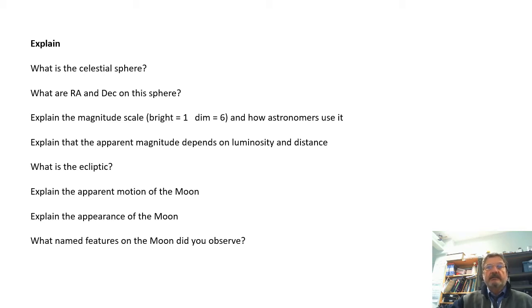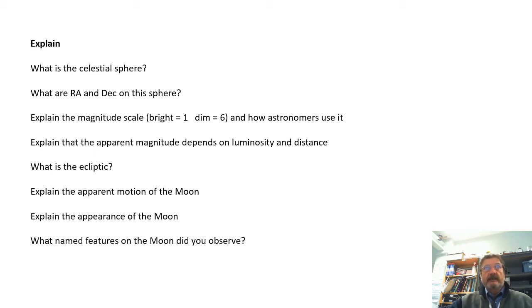Well, could you explain that? Find it out, explain it. Or you should be taught it, actually. Your teacher should tell you. The magnitude scale, basically the brightest star apparently is a 1, apart from the sun, and then the dimmest star in the sky is a 6. How do astronomers use this magnitude scale?